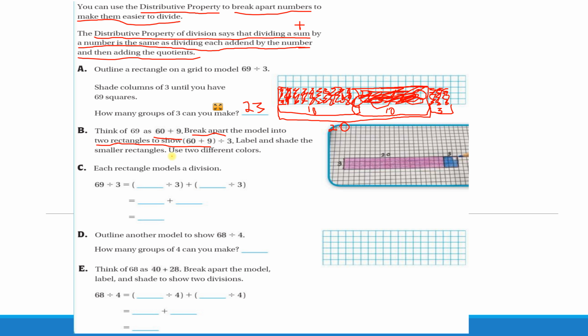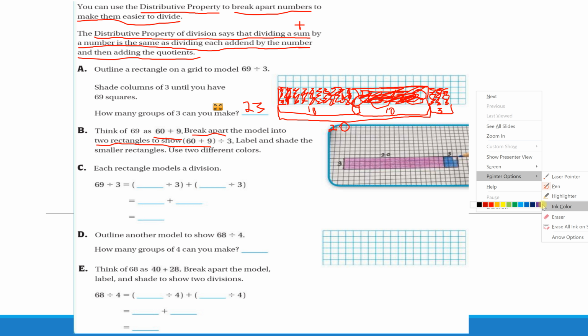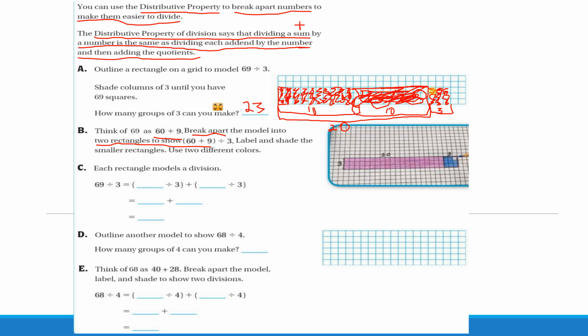Label and shade the smaller rectangles. Use 2 different colors. So again, we could change colors here. Let me see if I can get it on my pointer. Ink color. Let's go a blue. And so these 3 I'm going to shade, or these 3 groups of 3, 3 times 3, these 9 smaller boxes. And again, I expect you guys to be able to do a better job with your pencil than I can with my mouse right now. And let me switch my ink back to red ink.